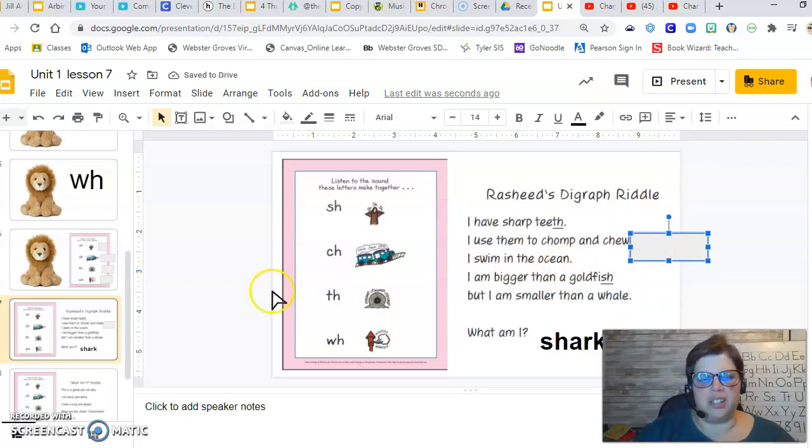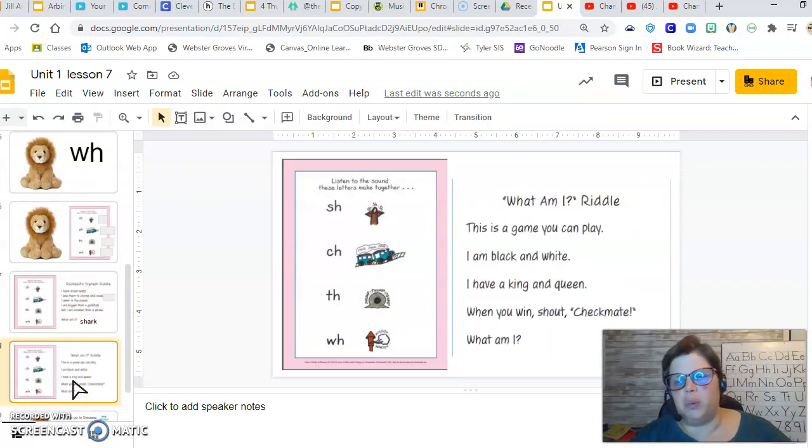So Rashid's first digraph riddle was shark. He left us another riddle as well. Now this time I want you to grab a pen and a piece of paper or your whiteboard and a marker. You can pause the video if you need to do that, but I'm going to give you just a moment. All right, here's the next riddle, but you're going to have to write the answer. It's called What Am I Riddle?